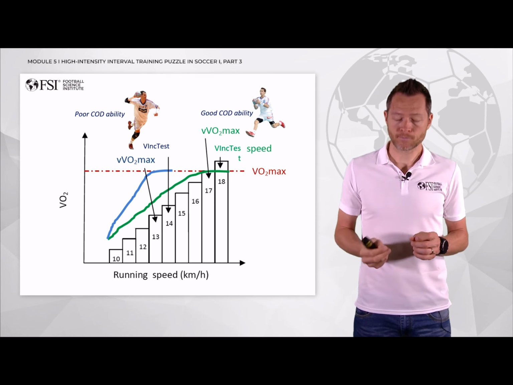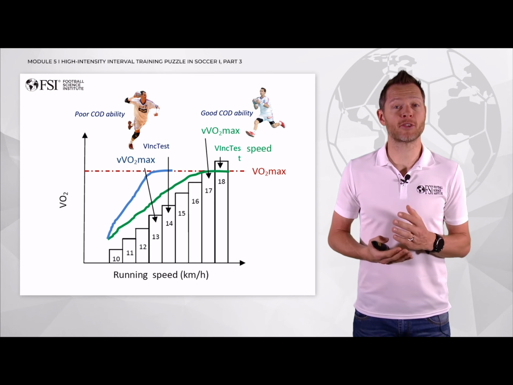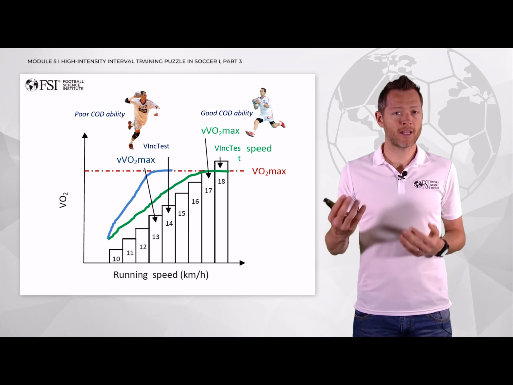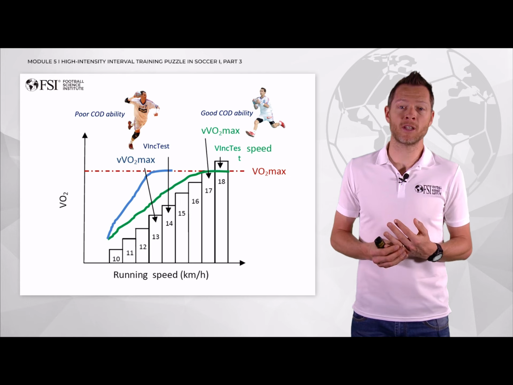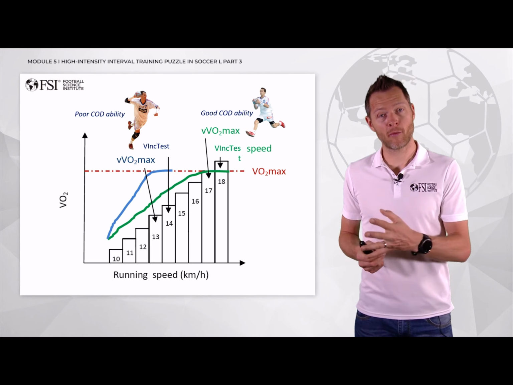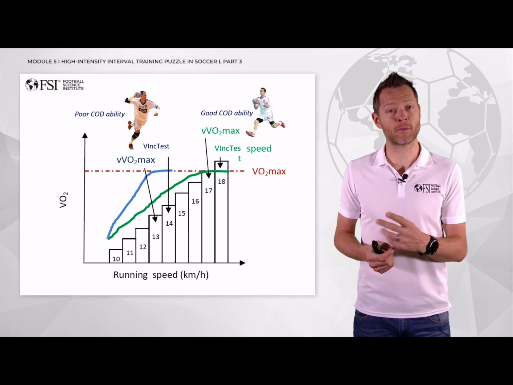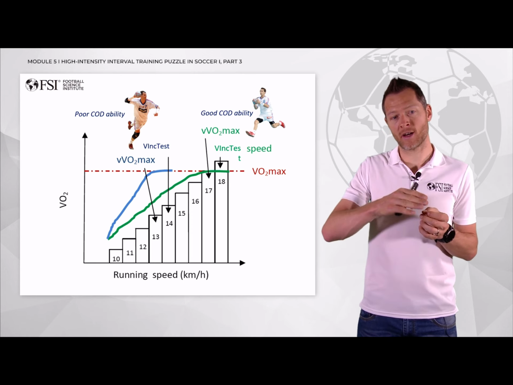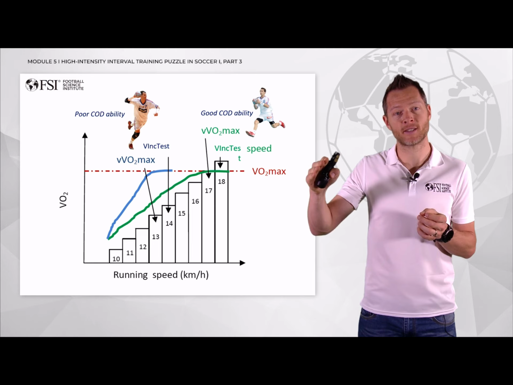So to me, the most practical approach is to use the results of an incremental test, for example. Back in the days, and for a long time, people have been using what we call VO2 max or maximal aerobic speed, which is the speed that is reached at the end of an incremental test.